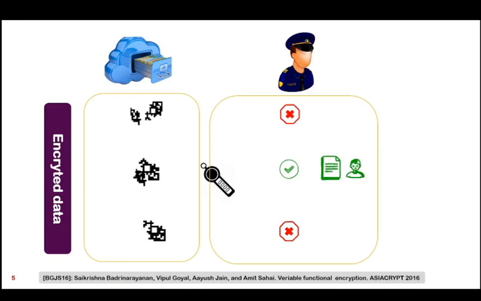So in order to solve this problem for functional encryption scheme, in this paper in 2016, they put forth the concept of verifiable FE, which essentially guarantees that dishonest encryptors and authorities, even when colluding together, are not able to generate ciphertext and token that give inconsistent results.